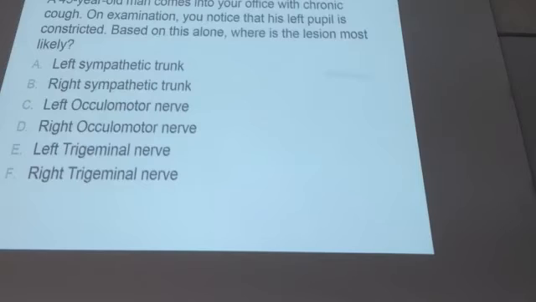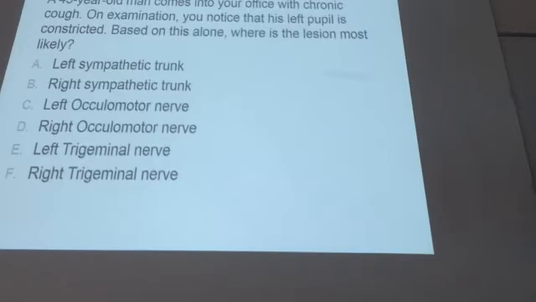Left. Why is that? Is this an SNS or a PSNS lesion? SNS. If it was PSNS, which would it be? Yeah, no, it wouldn't be opposite. You'd have big eyes. Okay, so what is this called? Horner syndrome. What do you guys think he has?